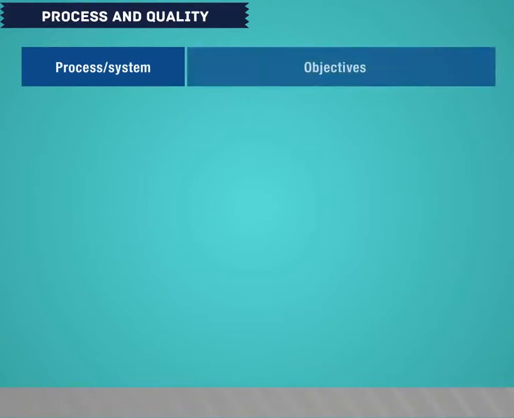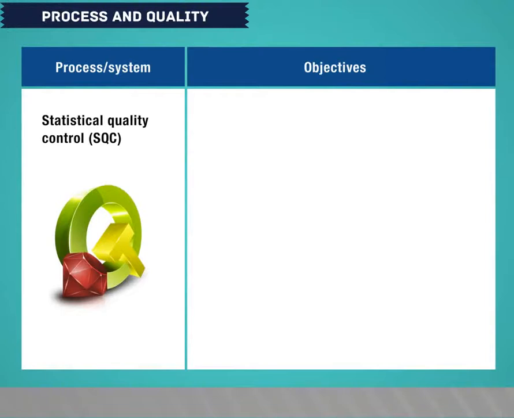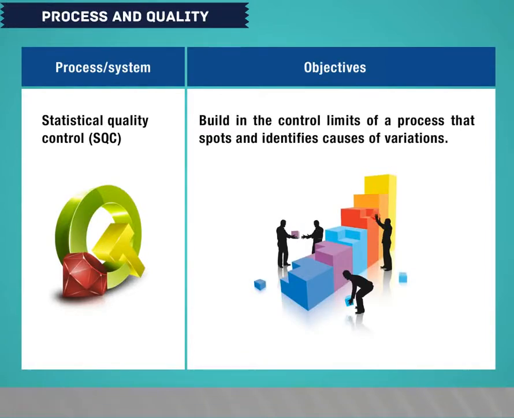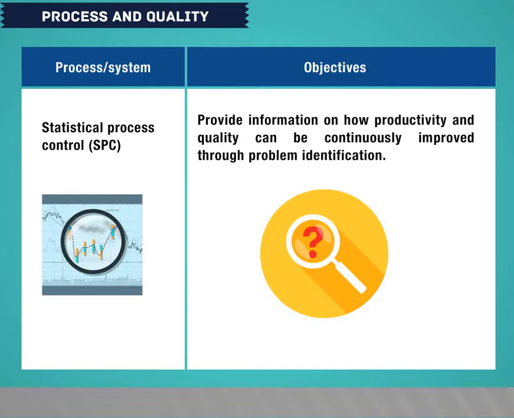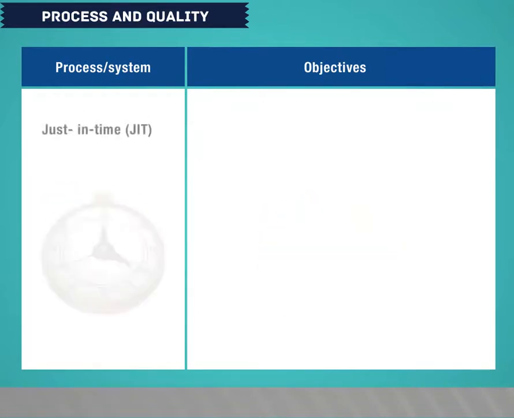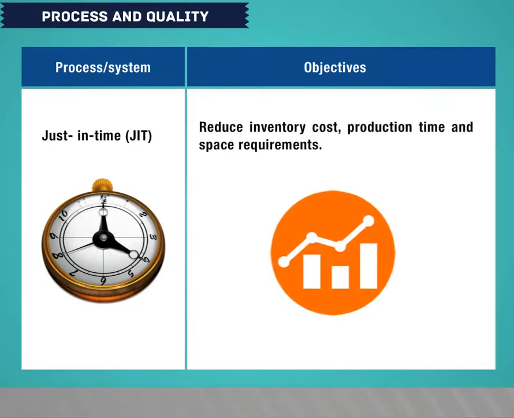Process or system. Objectives. Statistical quality control (SQC). Build in the control limits of a process that spots and identifies causes of variations. Statistical process control (SPC). Provide information on how productivity and quality can be continuously improved through problem identification. Just-in-time (JIT). Reduce inventory cost, production time, and space requirements.